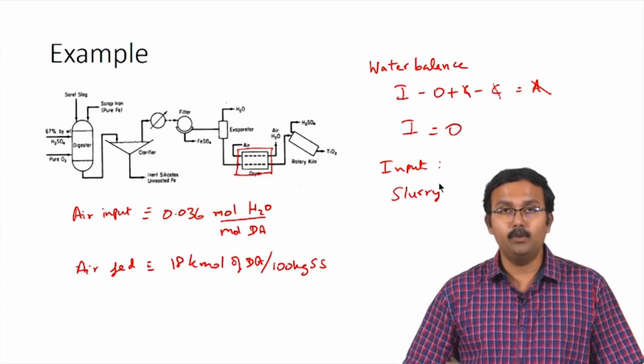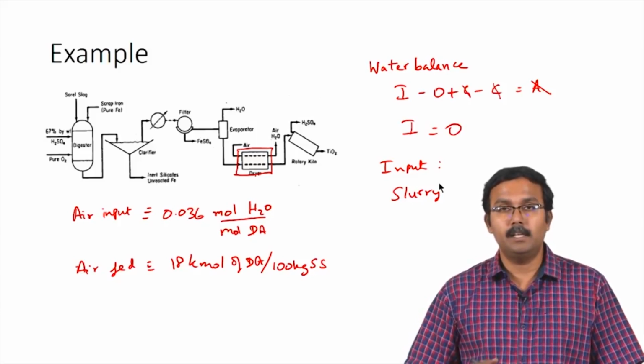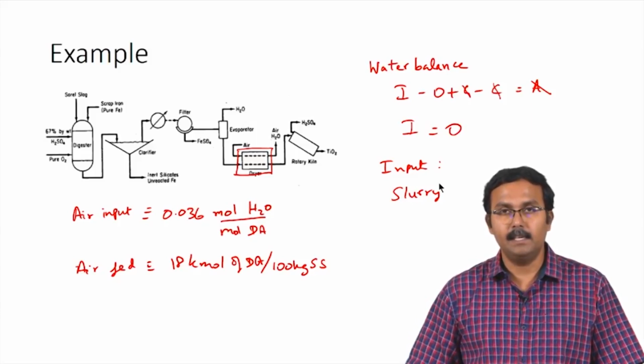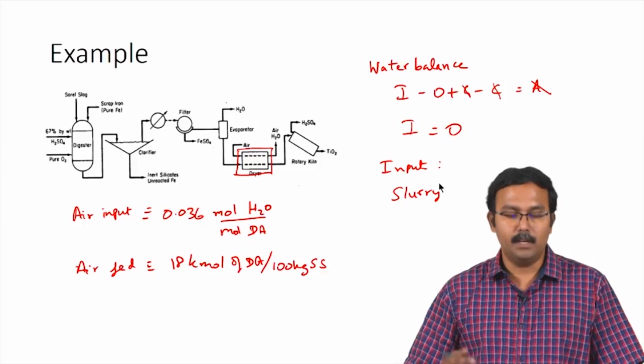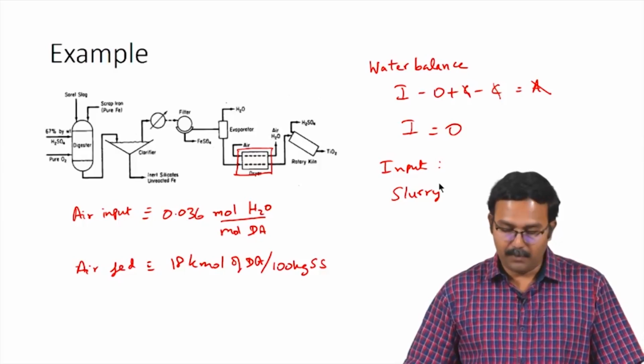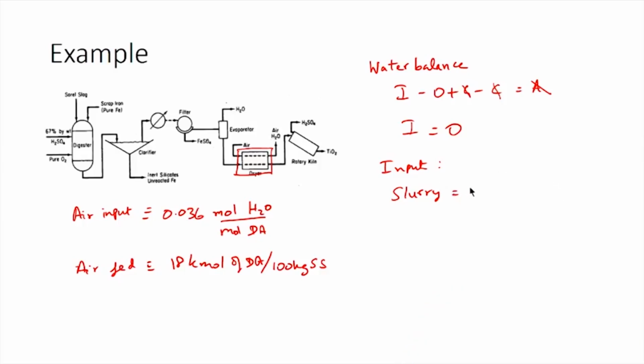We know that 82% TiOSO4 is present in the slurry, and we have already calculated that the remaining amount would be water and the value is 30.75 kilograms. So, water entering through the slurry is 30.75 kilograms. The water in the inlet air has been given in terms of moles per mole of dry air.